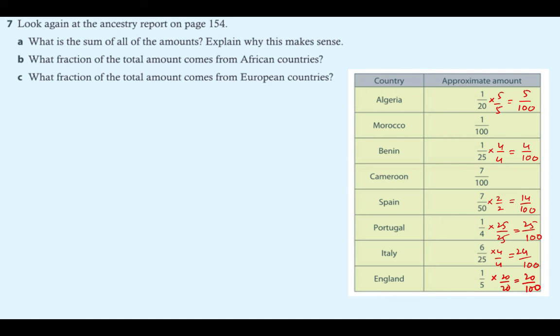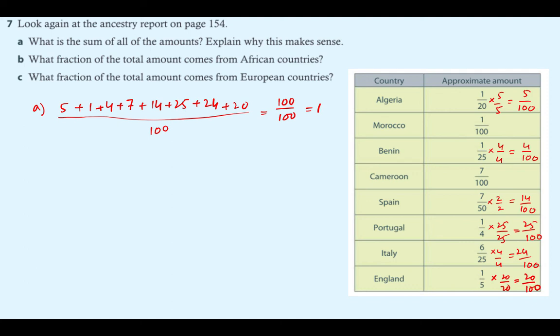So for part A, it's 5 out of 100 plus 1 out of 100 plus 4 out of 100 plus 7 out of 100 plus 14 out of 100 plus 25 out of 100 plus 24 and plus 20, and all these are out of 100, so I can make a large fraction and write 100 there. So when you add all these numbers, you get 100, and 100 out of 100 is 1. That means this is the whole 100%. So explain why this makes sense. Obviously, when you add these, it means no country is left. All of the countries have been taken out here.